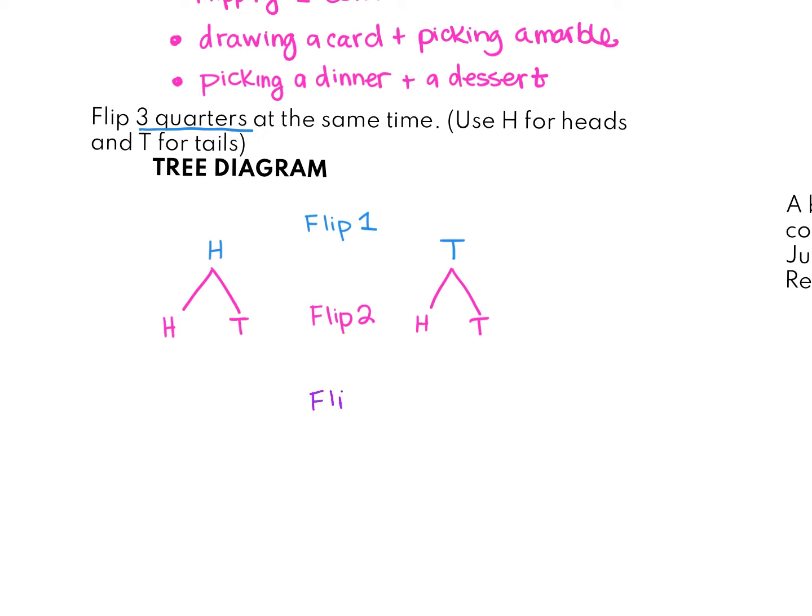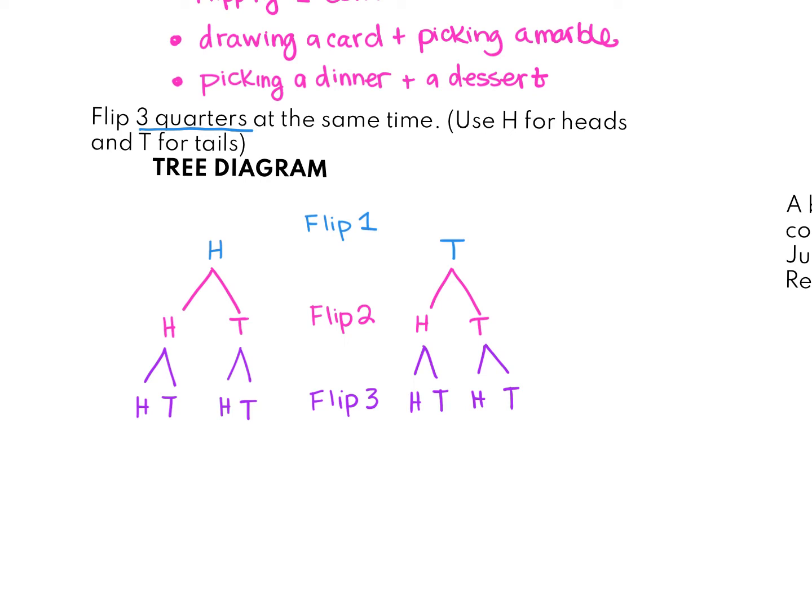So flip 3. Again, the outcomes are heads and tails. So there's 2 outcomes here, heads or tails. There's 2 outcomes here, heads or tails. 2 outcomes here, heads and tails. And last but not least, 2 outcomes here, heads and tails. This is what's called a tree diagram. And from here, we can use this information to create our sample space.